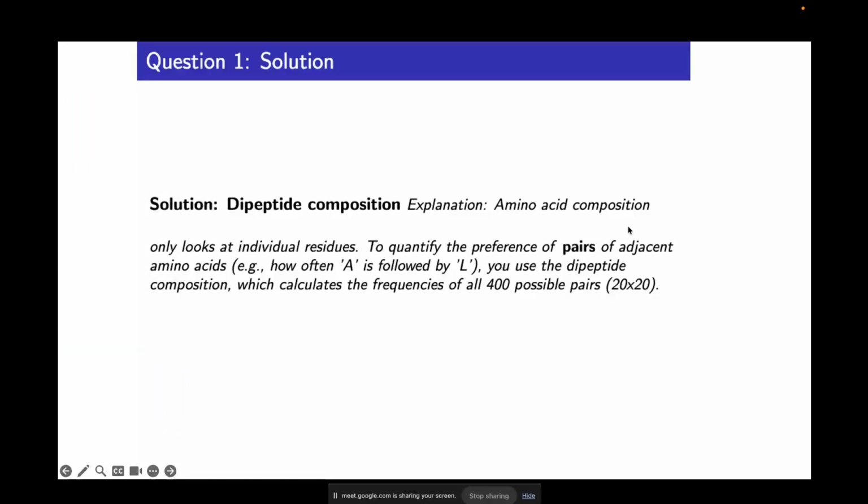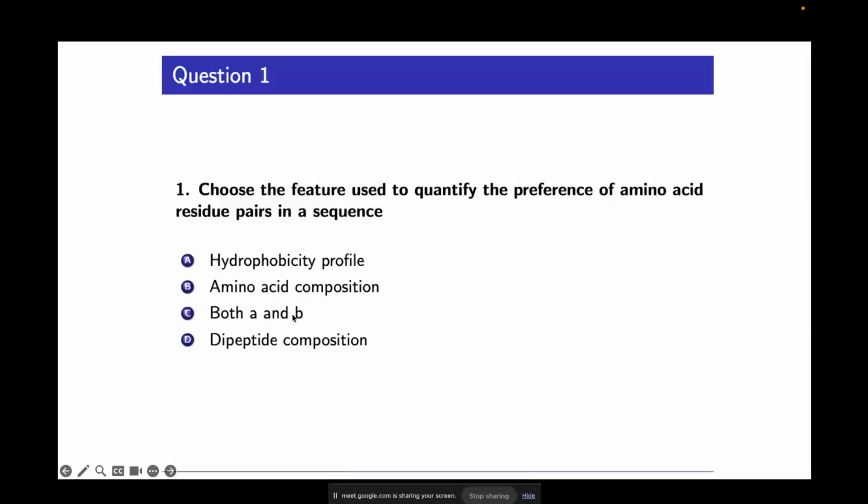Amino acid composition would look at individual residues. To quantify the preference of pairs of adjacent residues, we use dipeptide composition, which calculates the frequencies of all 400 possible pairs, 20 amino acids followed by another 20. So what are the frequencies for these 400 possible dipeptide compositions? The rest of them, hydrophobicity profile and amino acid composition, are based on single residues. But when you're looking at pairs, it is the dipeptide composition.